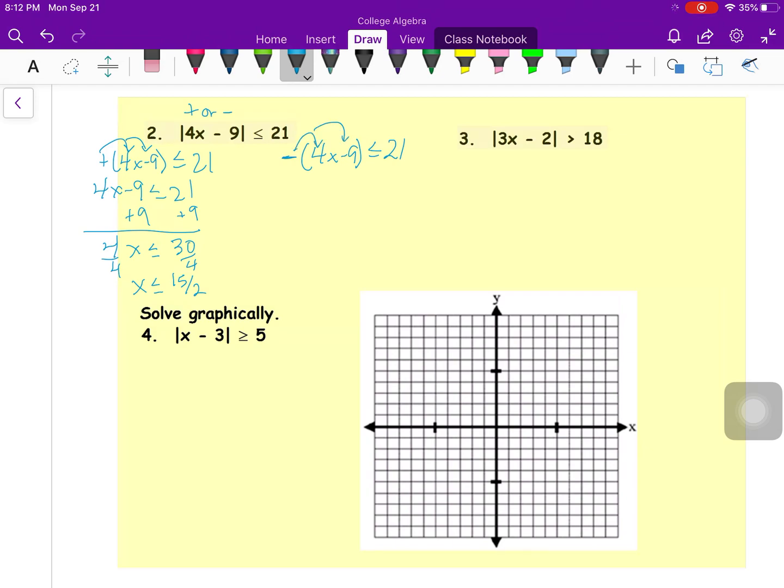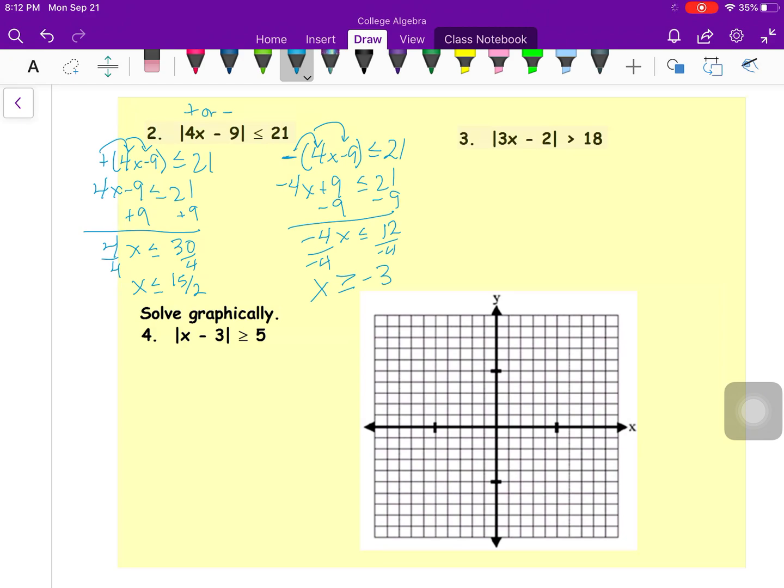I'm going to distribute this negative. So I get a negative 4x plus 9 less than or equal to 21. Subtract 9. Negative 4x less than or equal to 12. Divide by negative 4. When you divide by a negative, it flips your sign. So x is greater than or equal to negative 3.